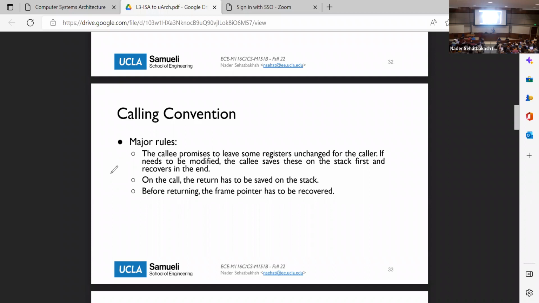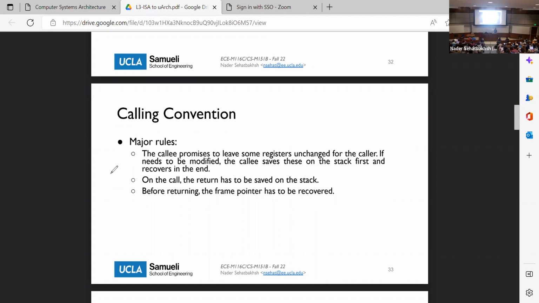So the callee has to promise that it's not going to mess up with some of the registers that are saved and reserved. And when we are calling, we also have to pay extreme attention to the return address, because if you lose the return address, we have no idea where we have to go back to, right? And when we are returning back, there's also a whole bunch of frame pointer and the previous state of the stack that we need to also follow.